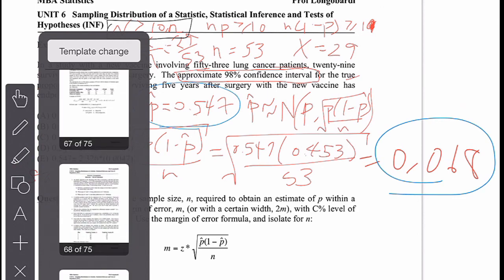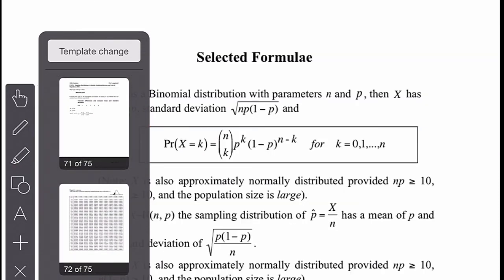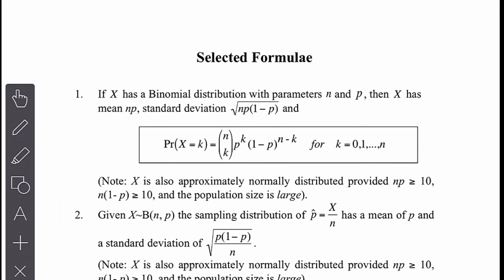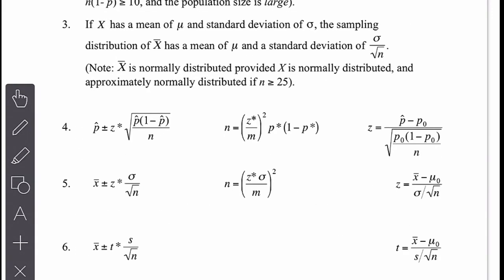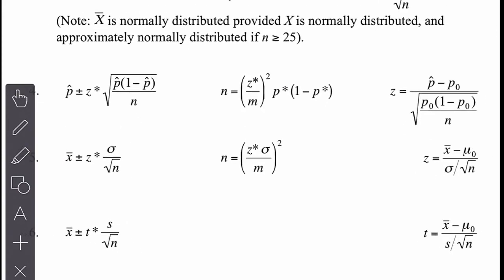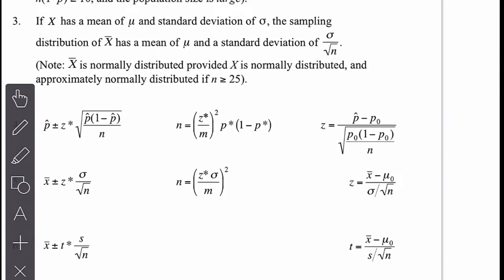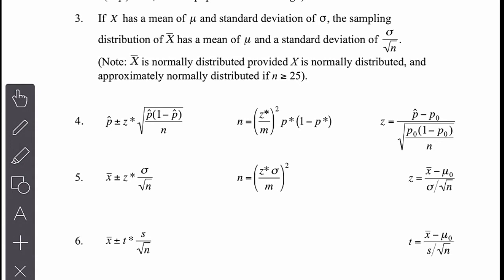There's also a formula sheet in Unit 6. And this is the formula here that I'm using. So I'm taking the point estimate and then I'm going to create an interval.